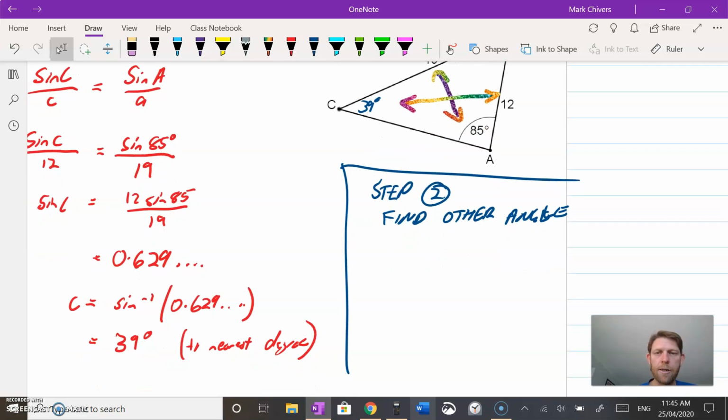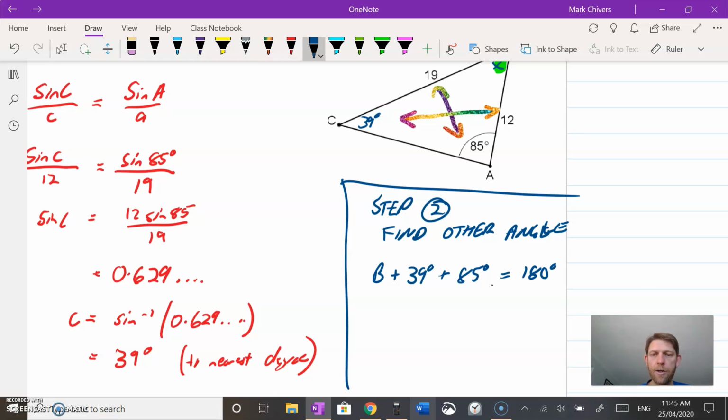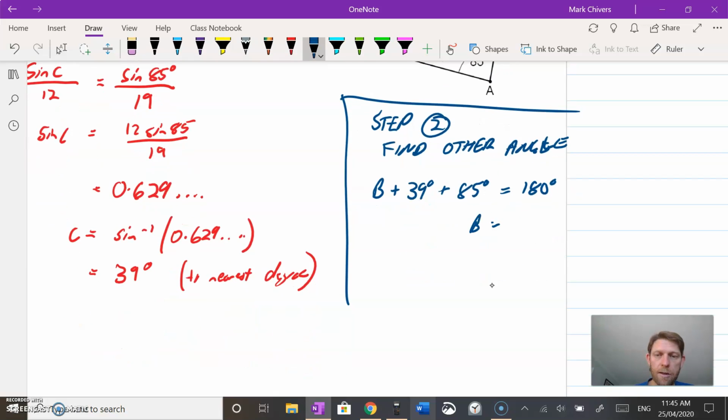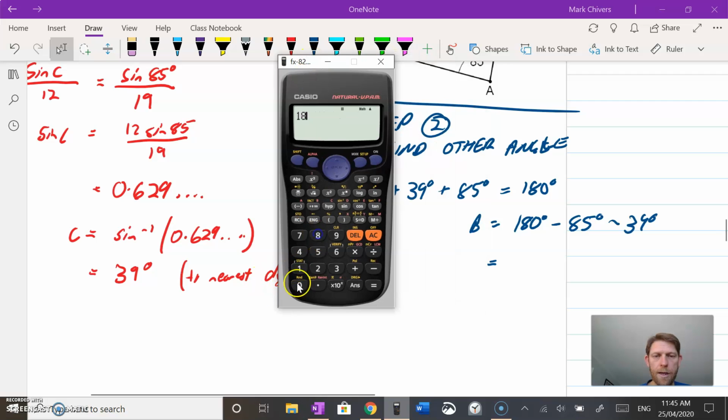Obviously, there's 180 degrees in a triangle. So if I call that angle B, then angle B plus 39 degrees plus 85 degrees is going to equal 180, because they all add up to 180 in a triangle. So B is going to equal 180 degrees minus 85 degrees minus 39 degrees. We'll use our calculator for that. So 180 minus 85 minus 39 is going to give me 56 degrees.